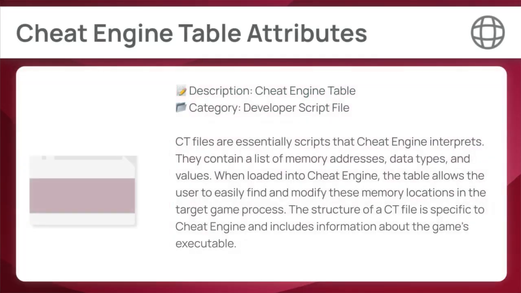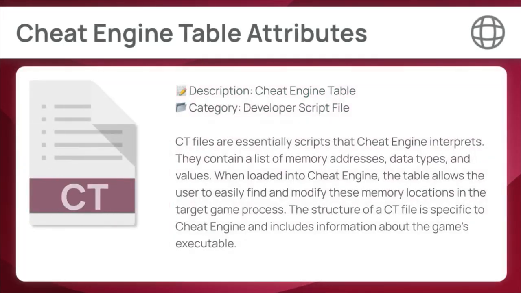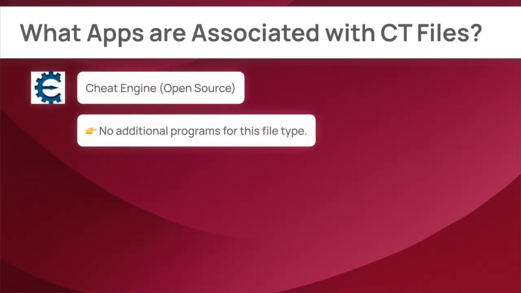CT files are essentially scripts that Cheat Engine interprets. They contain a list of memory addresses, data types, and values. When loaded into Cheat Engine, the table allows the user to easily find and modify these memory locations in the target game process. The structure of a CT file is specific to Cheat Engine and includes information about the game's executable. To maintain file fidelity, use Cheat Engine, developed as open source, or OpenCT.